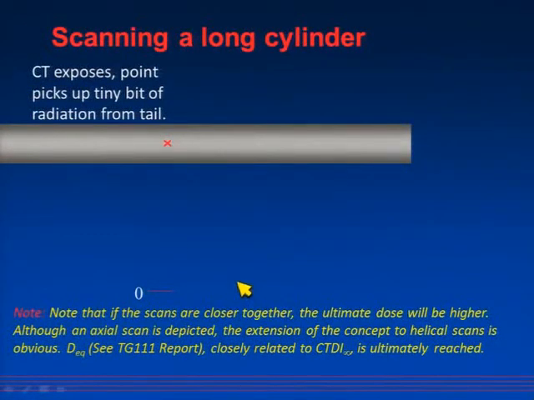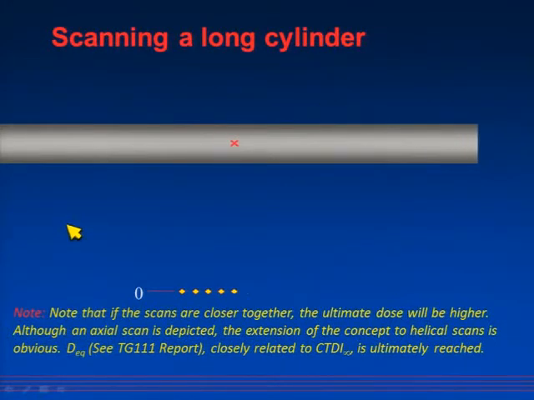In scanning a long cylinder, the gantry's over here. The CT machine will make an exposure. The point here is going to pick up a tiny bit of radiation from the tail, and the result we register here will amount to a graph of the cumulative dose as a function of time. So this has received a tiny, insignificant dose from this particular exposure.